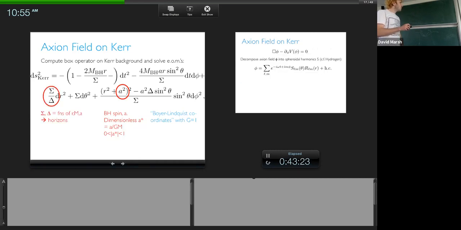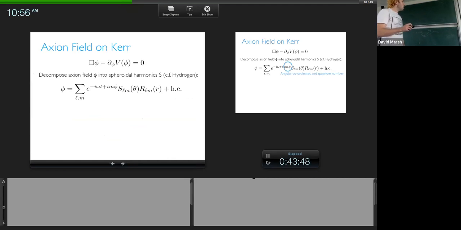And these two functions, sigma and delta, are just functions of the radial coordinate, the mass and the spin. These are the things that you use to find the locations of the horizons. You can see these functions written down, for example, in my paper with Matt Stott, or in any discussion of Kerr black holes, any textbook on GR.